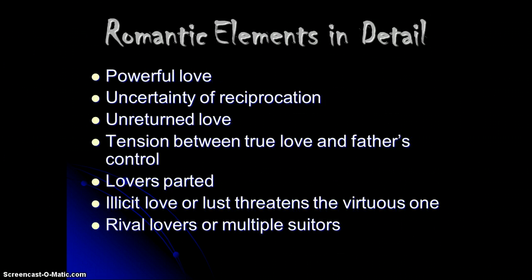Okay, now to expand upon those romantic elements, and you probably need to write these down in your notes, we have the idea that there's a powerful love. Two people are deeply in love, or at least one person is deeply in love and powerfully attracted to another individual. There's the uncertainty of reciprocation, and so sometimes there's that element of, does he love me, does she love me in return? And then that can actually be unreturned love too. Maybe one person is not as in love as the other. You also have the possibility that perhaps there's another person, it's a love triangle, and that person is the odd man out and does not have their love returned.